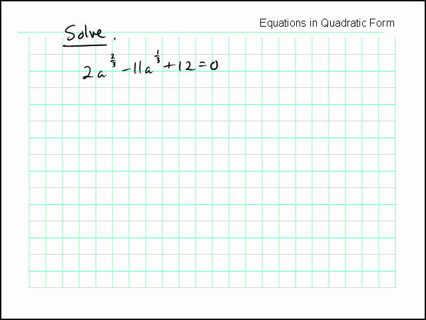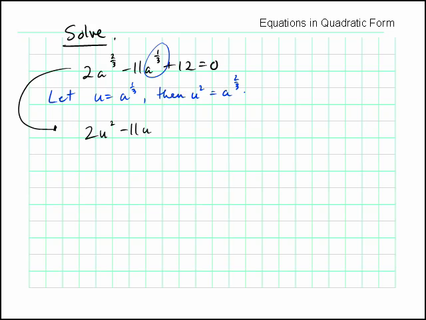Now for this equation, to put it in quadratic form, I'm going to let u equal this right here, a to the 1/3. Because if u equals a to the 1/3, then u squared will be a to the 2/3. Substituting in here, this equation then will become 2u squared minus 11u plus 12 equals 0. It's now a quadratic equation, which we can solve by factoring.